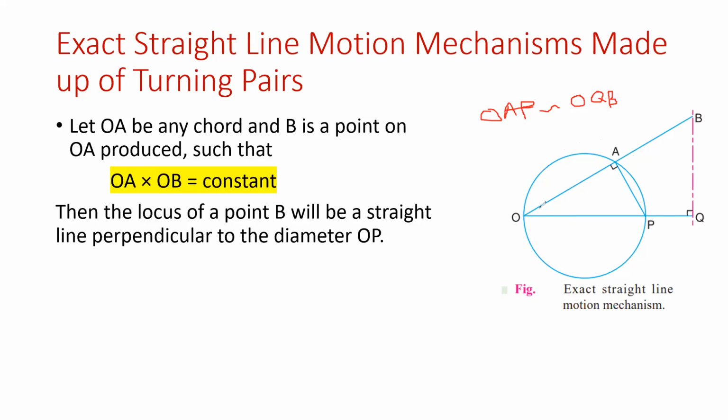First, point O is common in them, so one angle is common. Second, in these two triangles you will find one right angle. At point A there is a 90-degree angle, and in triangle OQB, at point Q there is a 90-degree angle. So two angles are the same. The third will also be the same. That's why these two triangles are similar triangles.